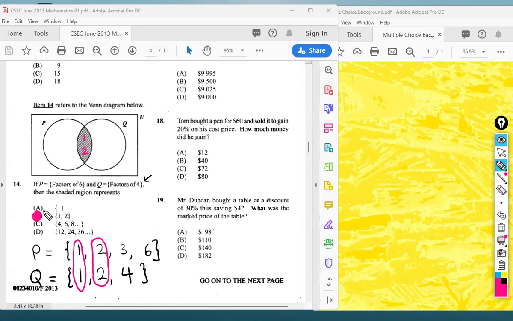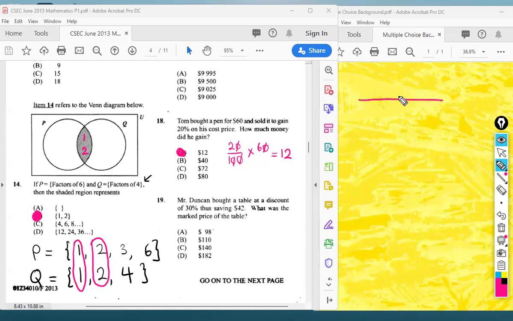Number 18, they're just asking for how much is 20% of 60. All right. So it's 20% of 60. This will cancel, this will cancel, this will cancel. The answer is 12. 2 by 6 is 12. The answer is A.